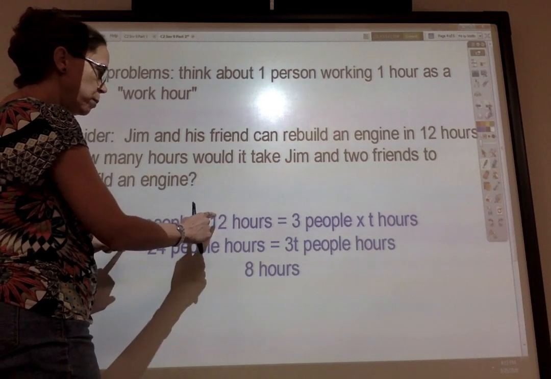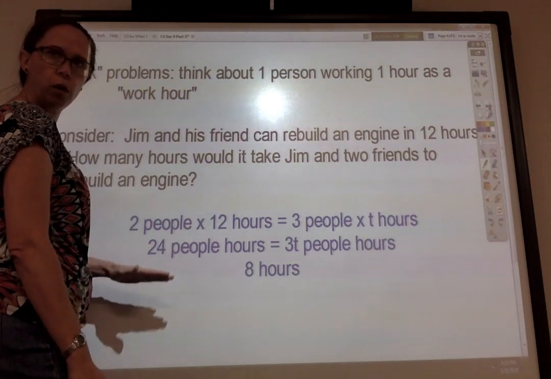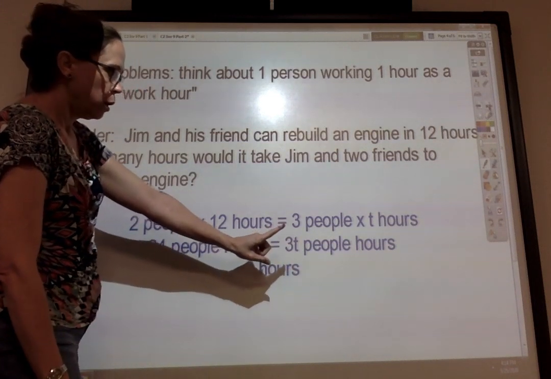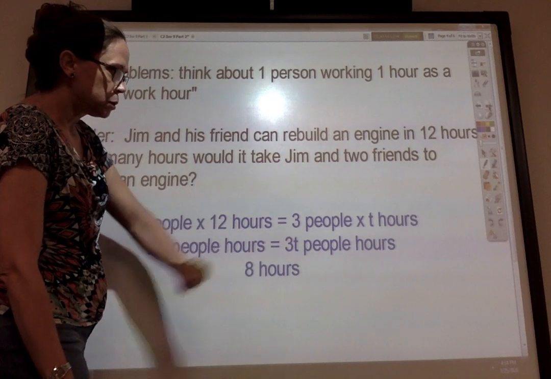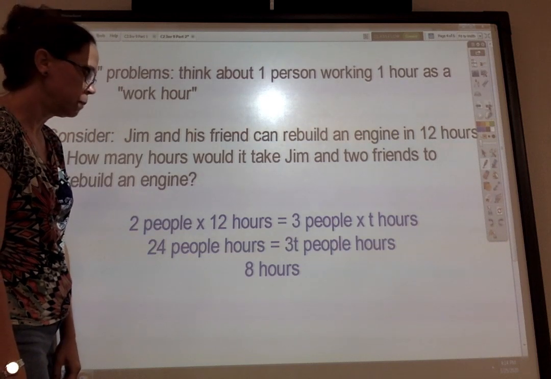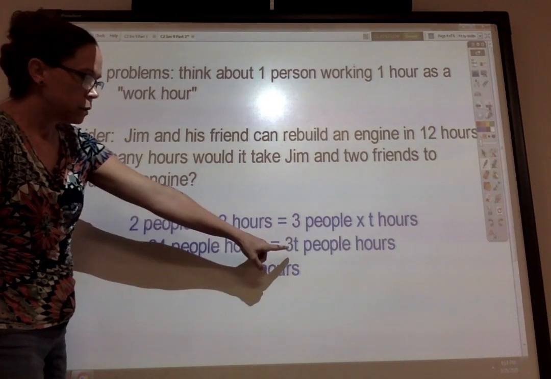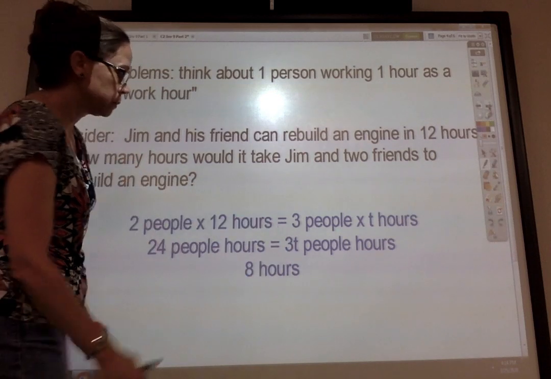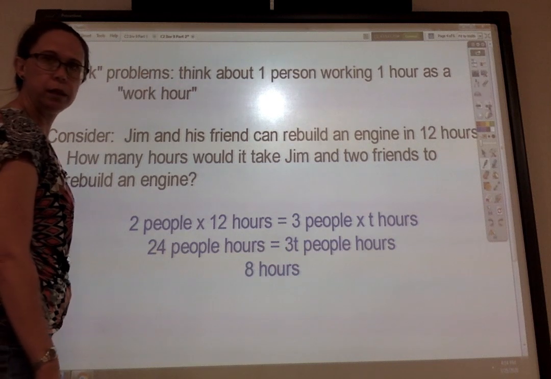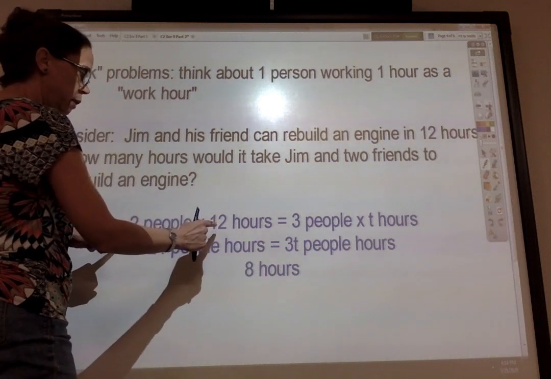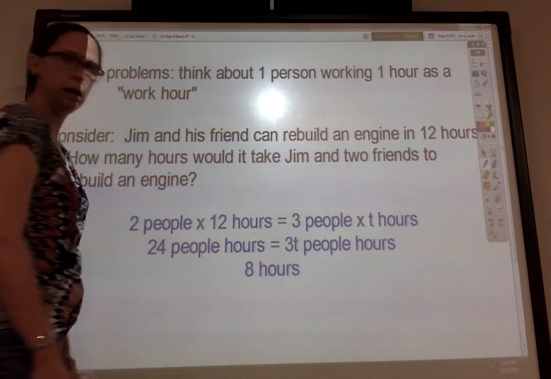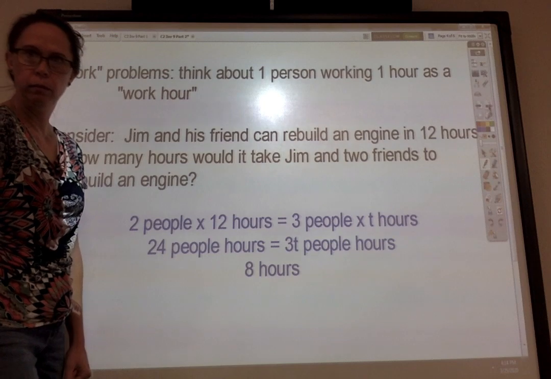So my 2 people working 12 hours gives me 24 work hours, 24 people hours. So that's got to be equal to 3 times a certain number of hours to give me my people hours over there. So it would take 3 people 8 hours to complete the engine rebuild. So 2 people, it takes 12 hours. 2 times 12 is 24. 3 times what will give me 24, and it is 8 hours.